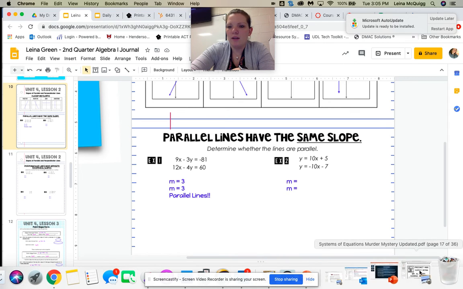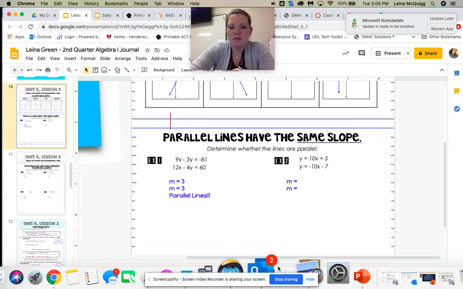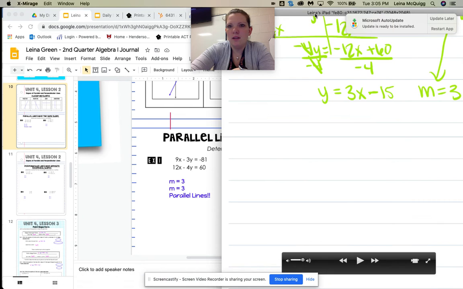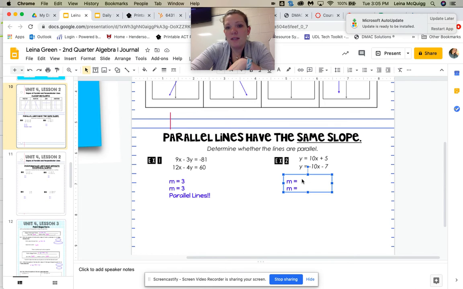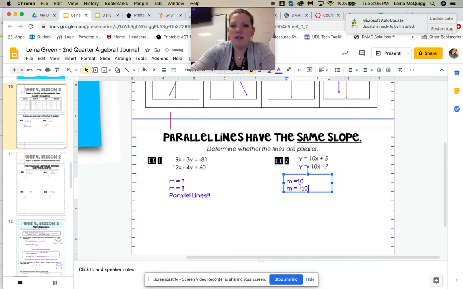Let me pull this back up. Sorry, there we go. Moved it. Okay. Actually, look at this. This is easy. This is already set up as mx plus b. So the slope of my first line is 10. The slope of my second line is negative 10. Are those the same? No.